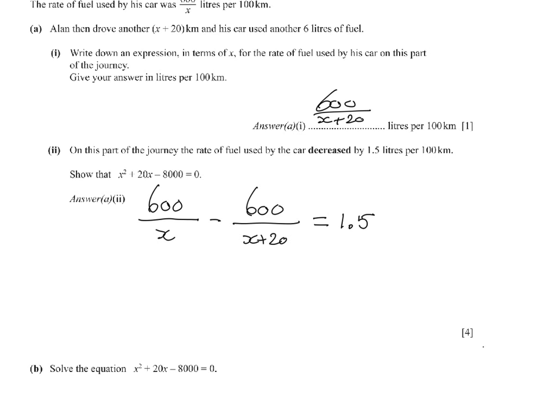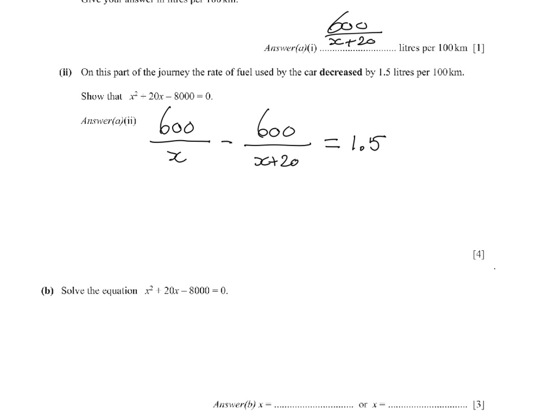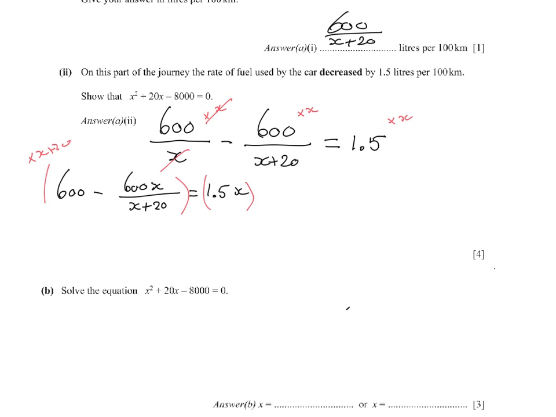Okay. So there are several ways of doing that. You use whatever you want, but I'm going to multiply everything by x first, because I want to get rid of this fraction. Okay. So I'm going to write it a little bit smaller. So 600 minus 600x over x plus 20, we only multiply the numerator, equals 1.5x. And then I'm going to multiply everything, so this side and this side, by x plus 20, to get rid of that other fraction.